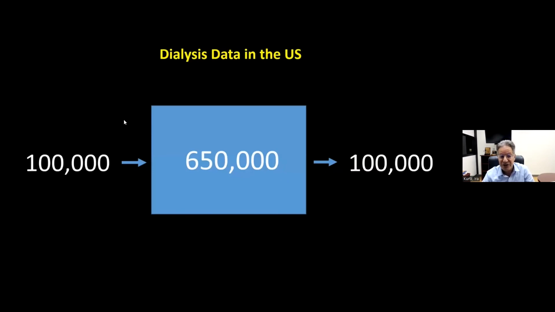So as far as dialysis, there's about 650,000 people in the United States on dialysis. Every year, there's about 100,000 new patients that go from CKD stage 5 to going on to dialysis. And there's about 100,000 people every year who die who are on dialysis. So the number stays around 650,000. The 100 is worth remembering also because there's about 100,000 people waiting for a kidney transplant every year.